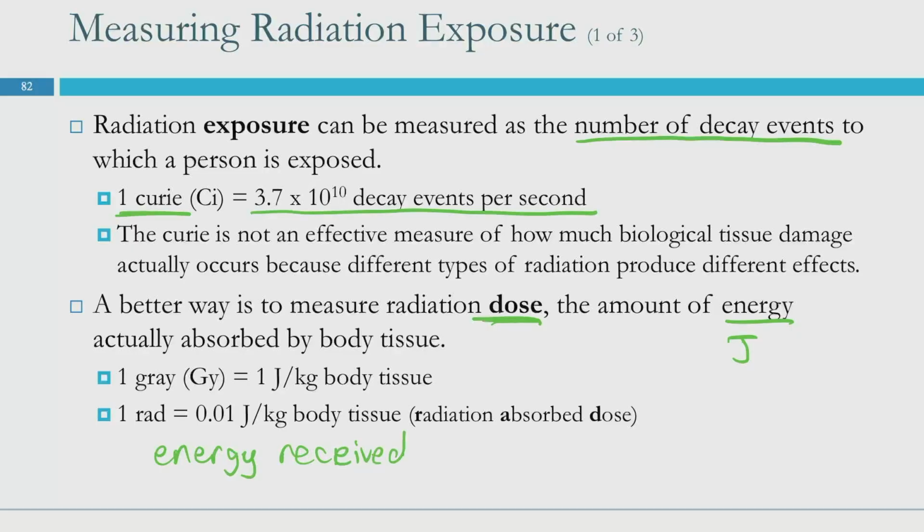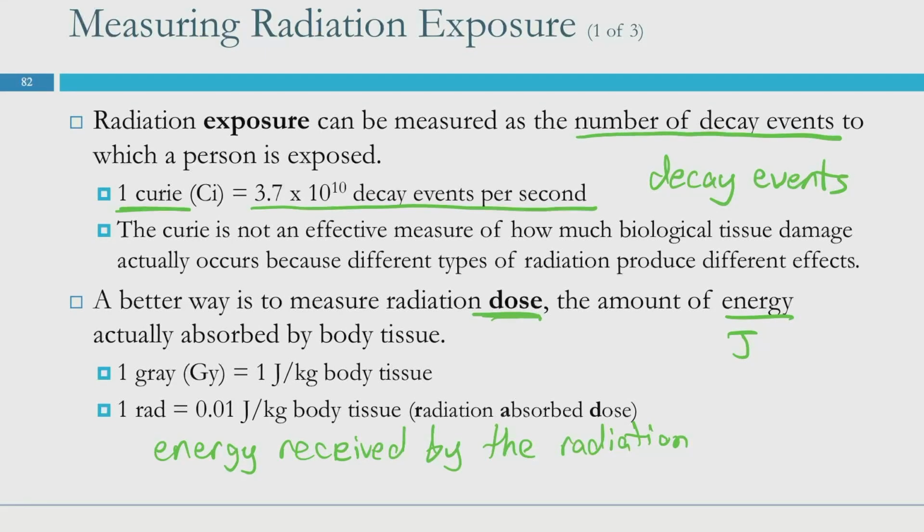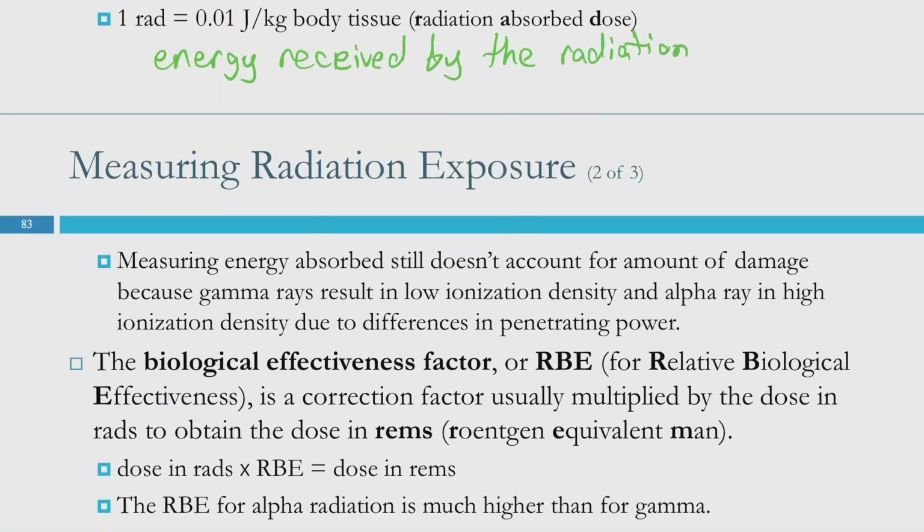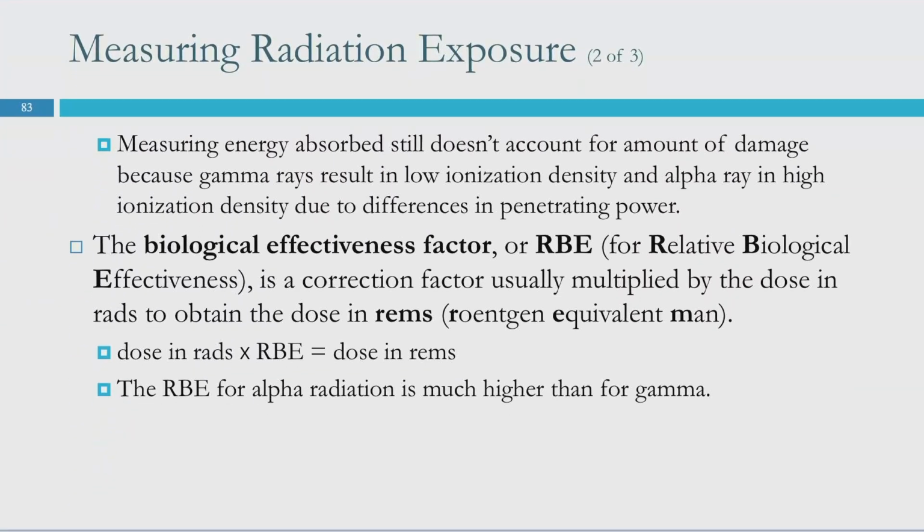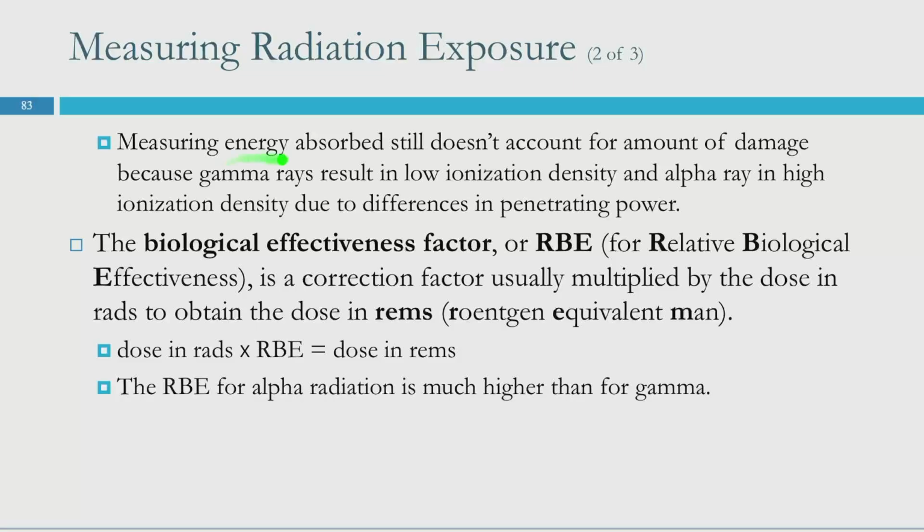So energy received by the radiation. Which is, of course, different than just the number of decay events, because different decay events are going to produce different amounts of energy. It also depends on how far away from the radiation source you are, the amount of energy that you receive. There's also differences, so measuring the energy absorbed doesn't account for the amount of damage.